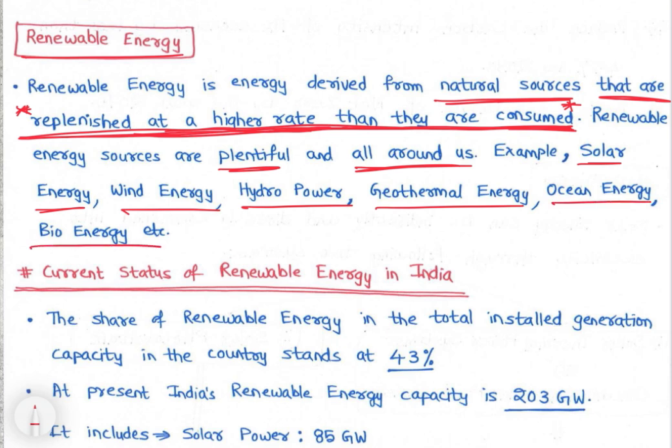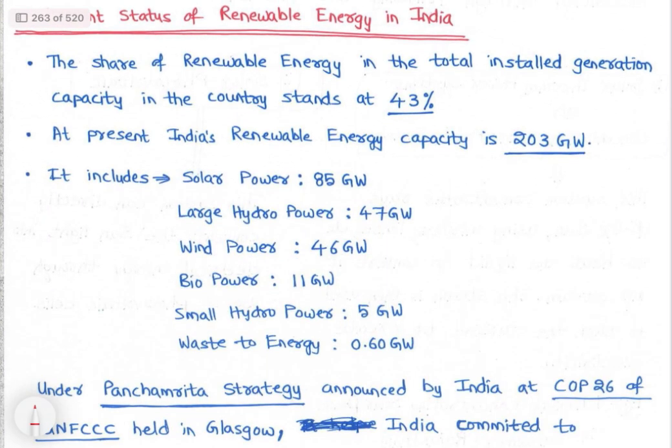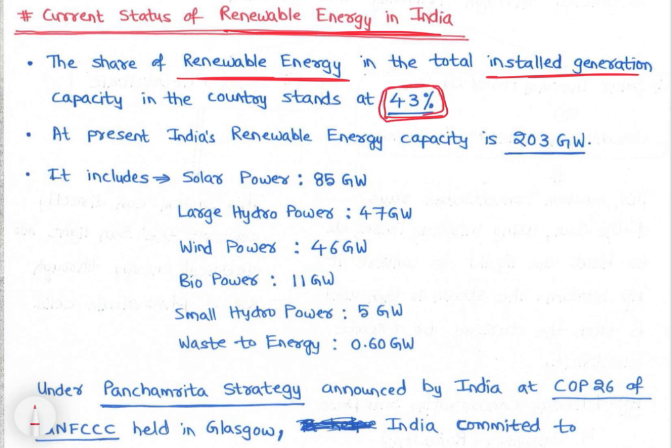We'll deal with them one by one. We'll understand what solar energy is and how much there is in India. First, the current status of renewable energy in India. The share of renewable energy in the total installed generation capacity is 43%. So 43% of the electricity we are consuming now is from renewable sources.